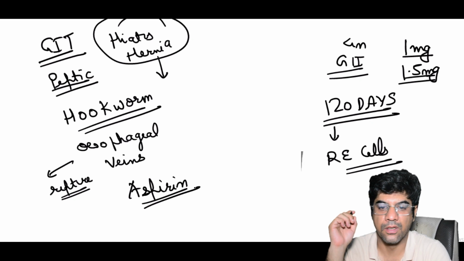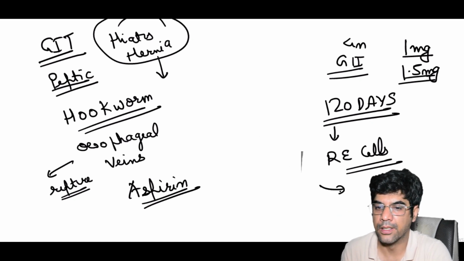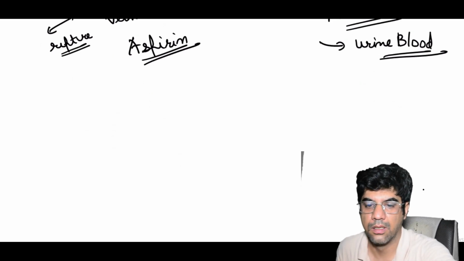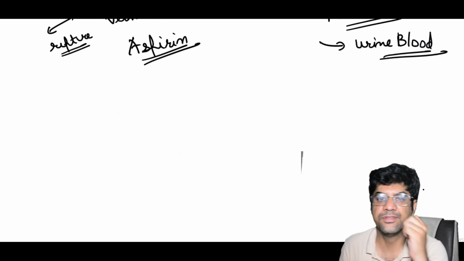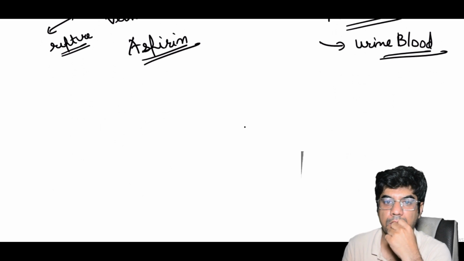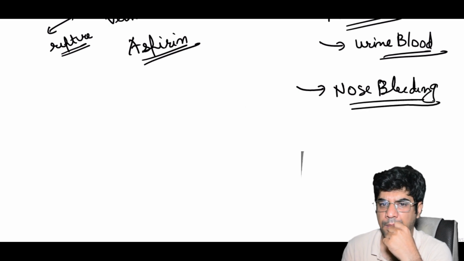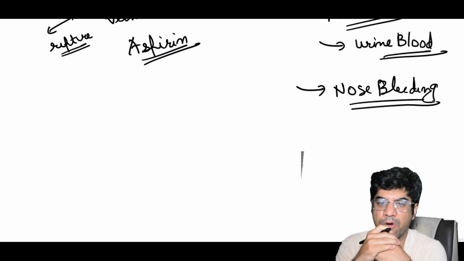There could be renal tract causes, like blood in the urine due to various urinary tract infections, or the presence of hemoglobin in the urine. There could be nose bleeding. The pulmonary causes could be coughing up of blood from the respiratory tract.